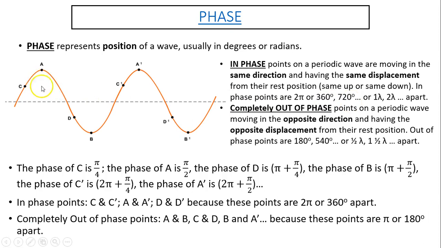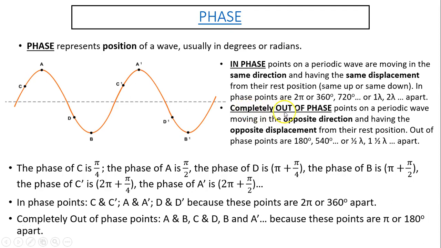So let's take a look, C and C prime. These correspond to one wavelength, and these are in phase. They are both moving downward, and they have the same displacement. Both are positive and have the same distance from equilibrium position. They are in phase. So besides C and C prime, A and A prime are also in phase. B and B prime are in phase, and D and D prime are also in phase. Because all these points are 2 pi apart, or 1 wavelength apart, where wavelength is lambda, 1 lambda apart, or 360 degrees apart.